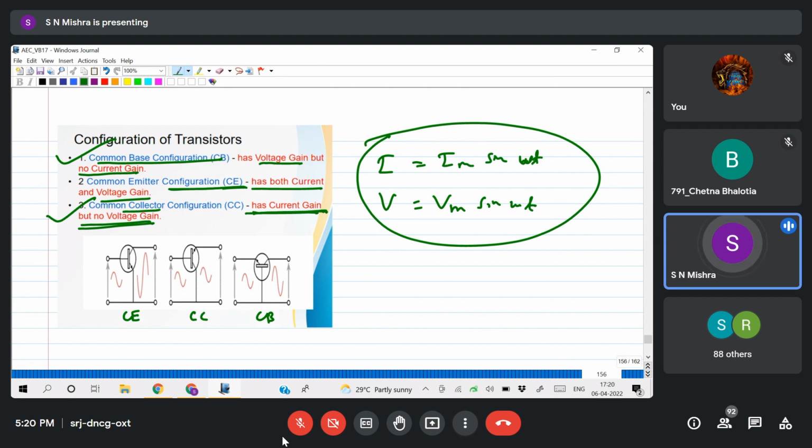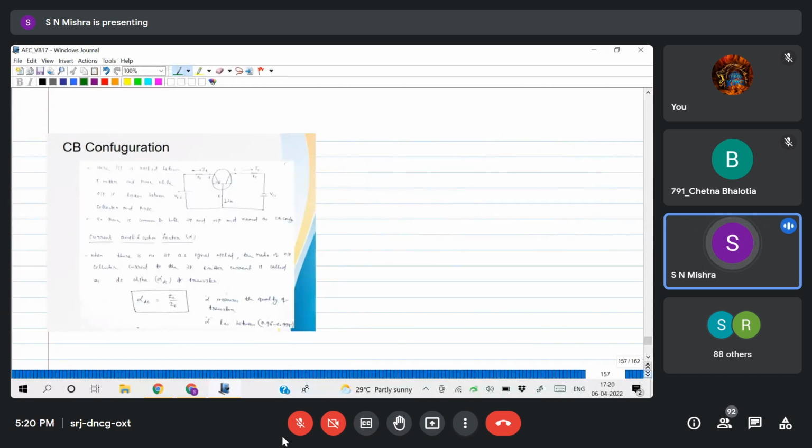Now you understand how to make these configurations and why they are used. Now one by one we'll go through each configuration and the related equations. So first we'll see the common base configuration. In the previous slide I explained how to draw the common base configuration without connecting the resistor and voltage source. Now we'll do the entire circuit.